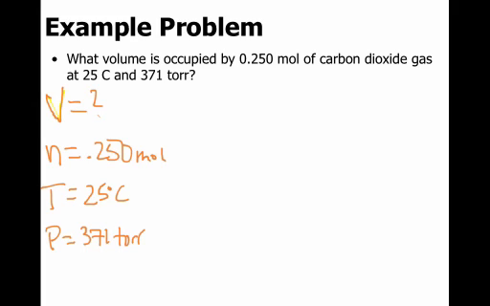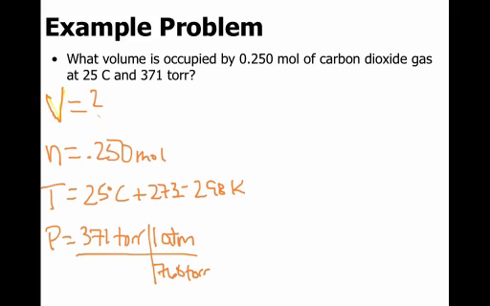Like we said, we have to check our units here. Volume, once we solve for it, will come out in liters, so we're okay there. n is already in moles. Temperature is in Celsius, and to get to Kelvin, we have to add 273, so that comes out to 298 K. That's our temperature in Kelvin. Pressure is in torr, and pressure has to be in atm, so we're going to do a conversion here. 1 atm is equal to 760 torr, so we end up with 0.49 atm.